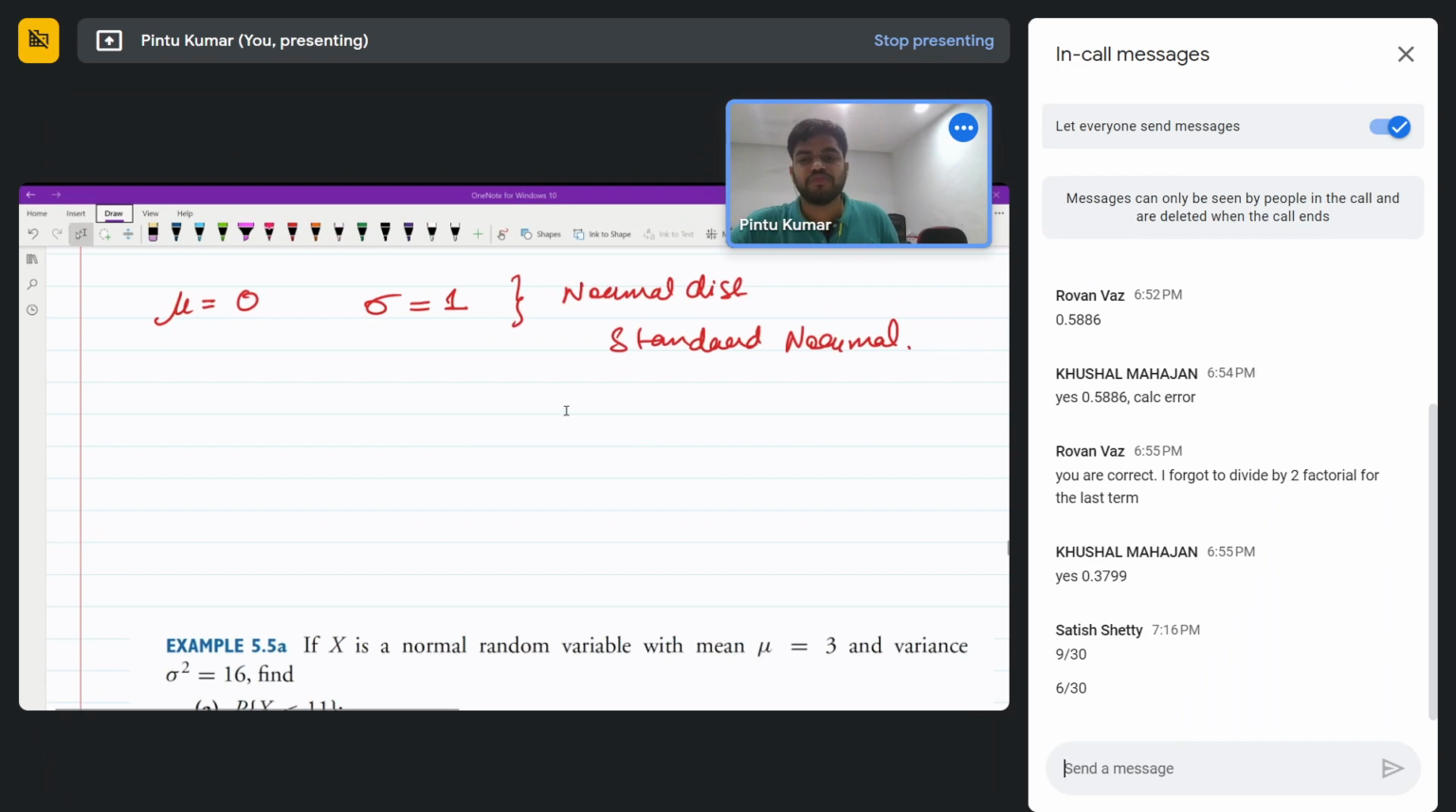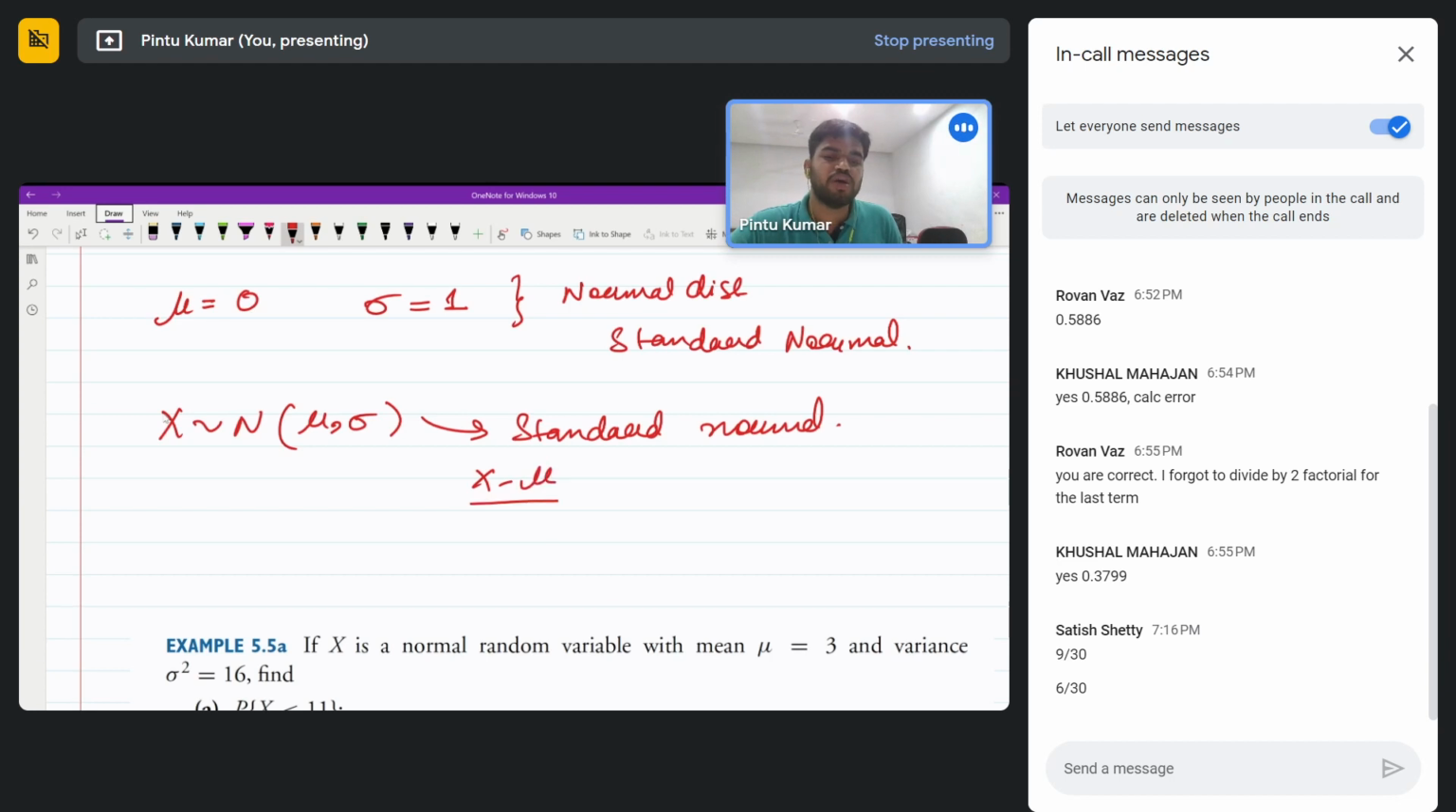So if you have a normal distribution with mean mu and standard deviation sigma, you can convert this to standard normal distribution by just subtracting mu from x and dividing it by sigma. So for every random variable, if you subtract mu from it and divide it by sigma, you will get your standard normal distribution.